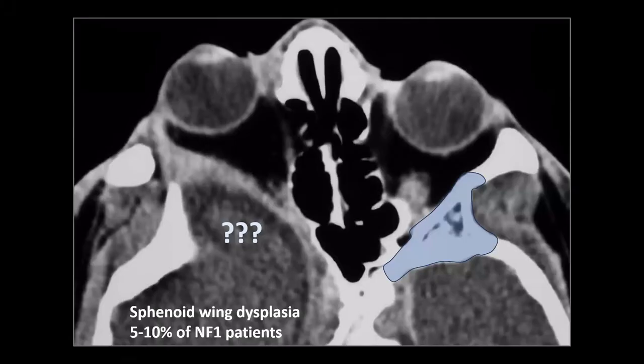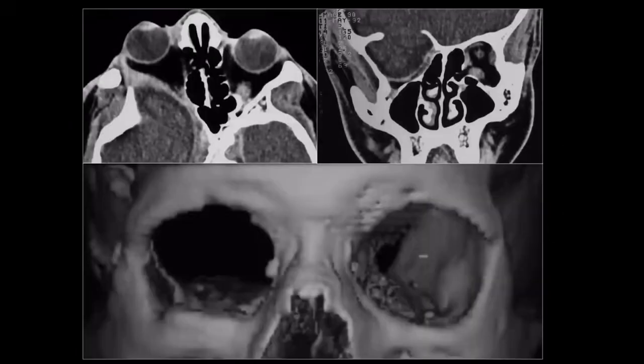It's just something that occurs in these patients, and it's also one of the diagnostic criteria for neurofibromatosis type 1. This is the same patient, and we see that due to the absence of the greater sphenoid wing, there is complete protrusion of temporal lobe tissue towards the orbital compartment, causing a proptosis of the right eye.